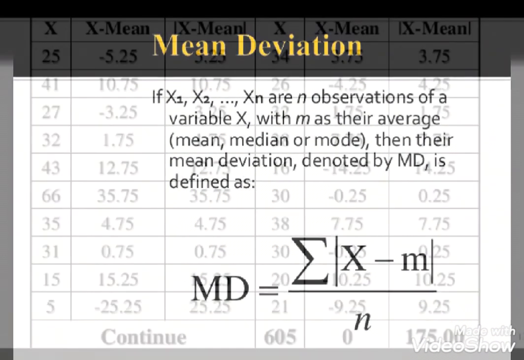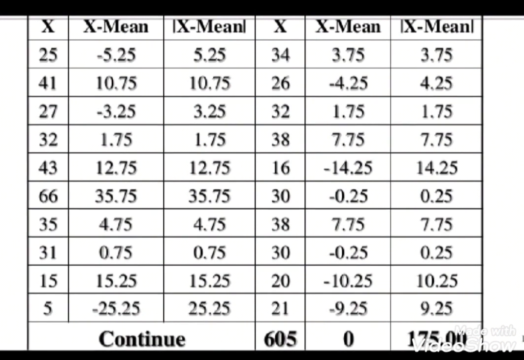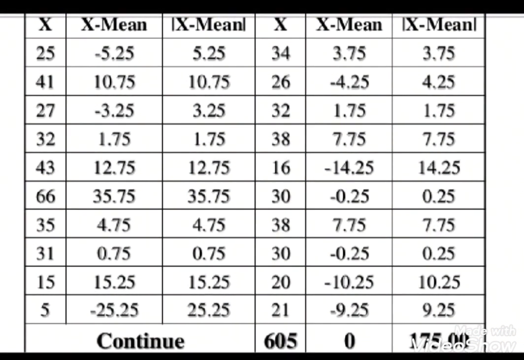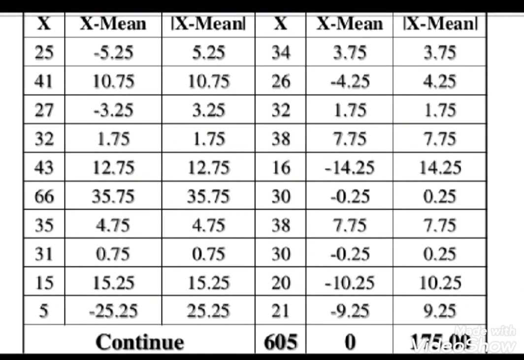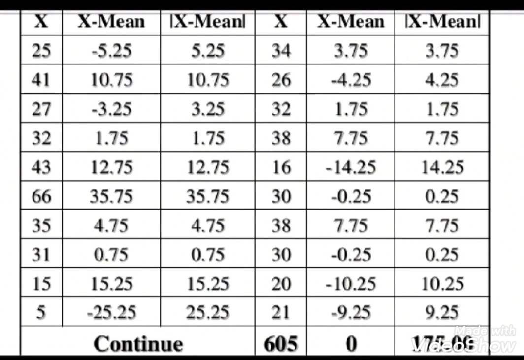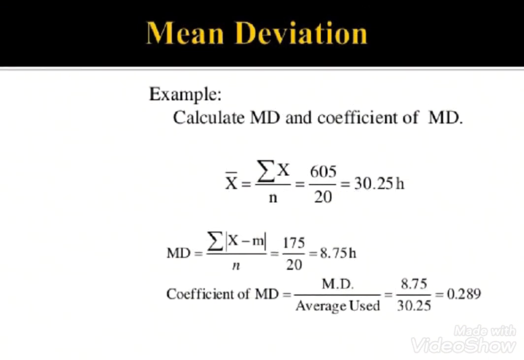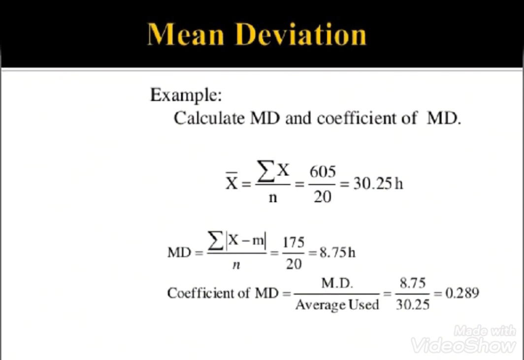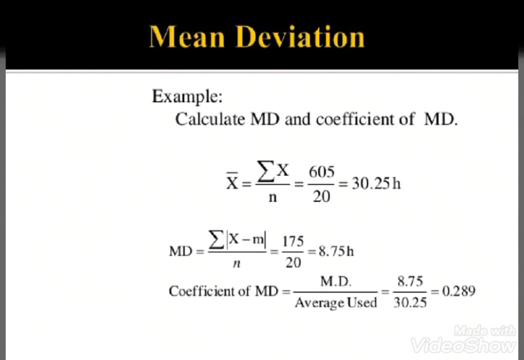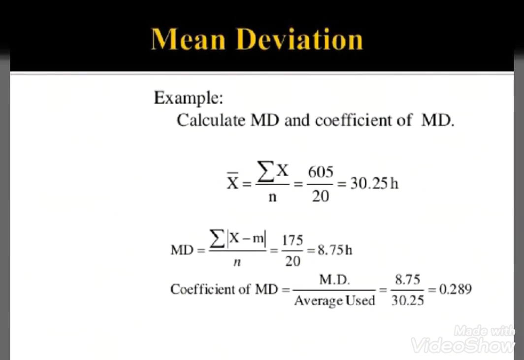Then in the calculation you can see here they have kept the x value, the x mean value, then x minus mean value, then x mean, again x minus mean. So these values are calculated. You can see the example here properly. Calculate MD and coefficient of MD. So here they have kept the formula and, using that chart, they have calculated.